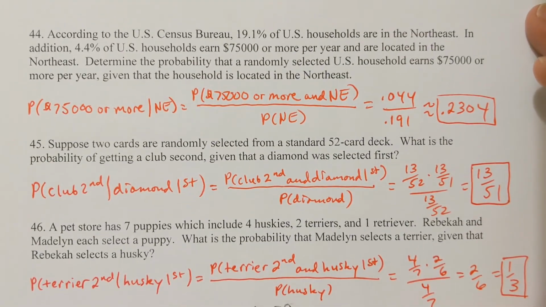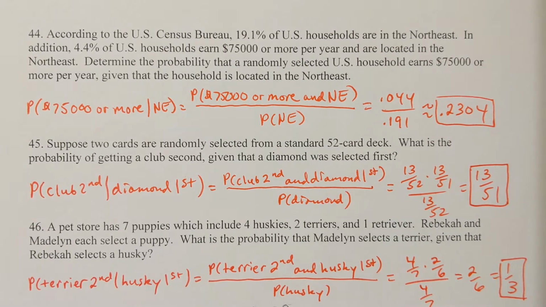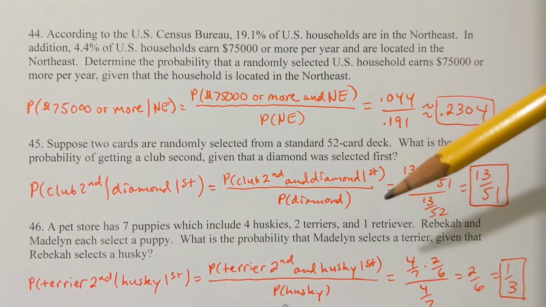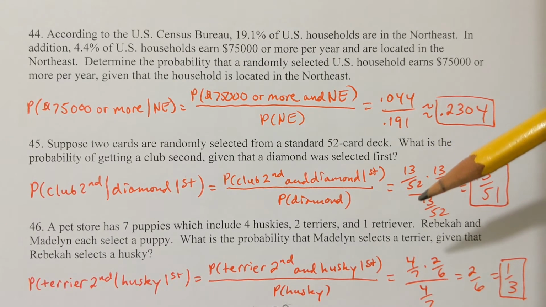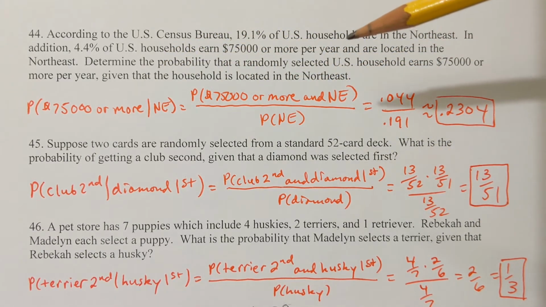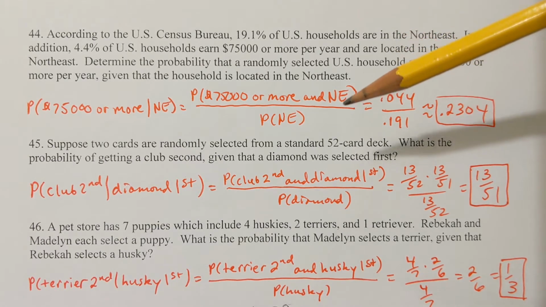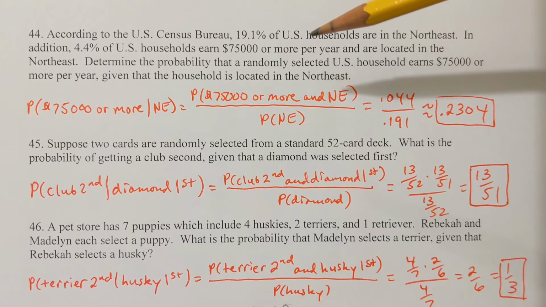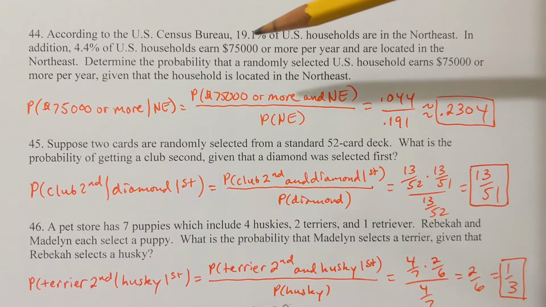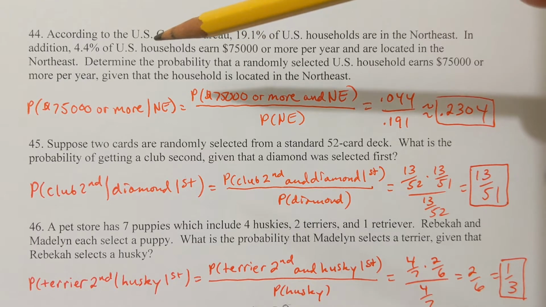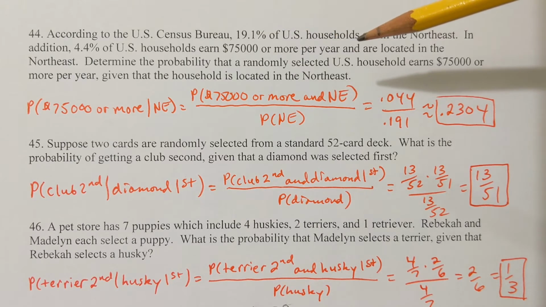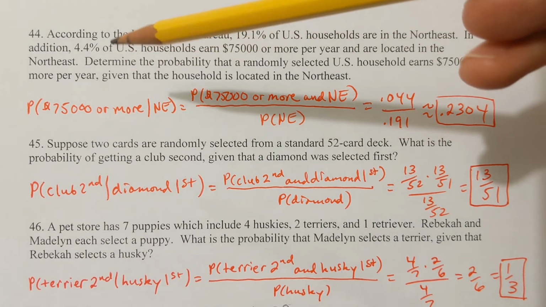By the way, one thing to mention here, the notation is important. I see more than I should, actually, where a student will just write probability of 75,000. That's not what we're computing. We're not told the probability that a U.S. household earns $75,000 or more. We are told the probability that the household earns $75,000 or more per year and is located in the Northeast.